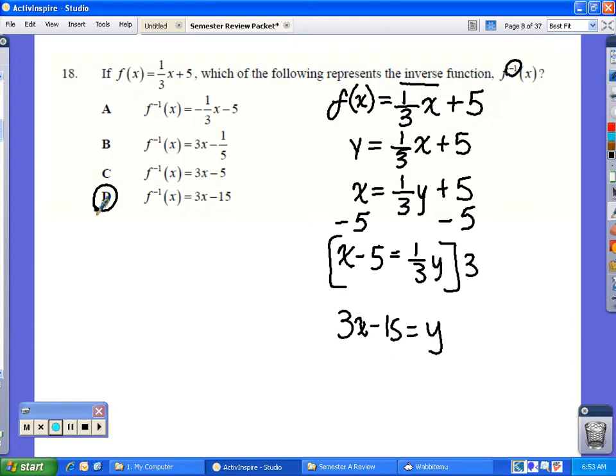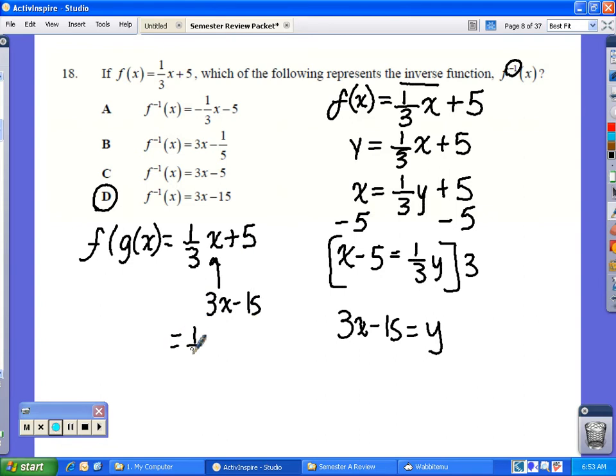So, for example, if I take f of g of x, that's going to take the function f of x, which is 1/3 x plus 5, and I'm going to put into it 3x minus 15. So if I do that, that'll be 1/3 of 3x minus 15 plus 5. 1/3 of 3 is 1, so that's just x. 1/3 of negative 15 is negative 5, plus 5. Negative 5 plus 5 is 0, and I'm left with x.